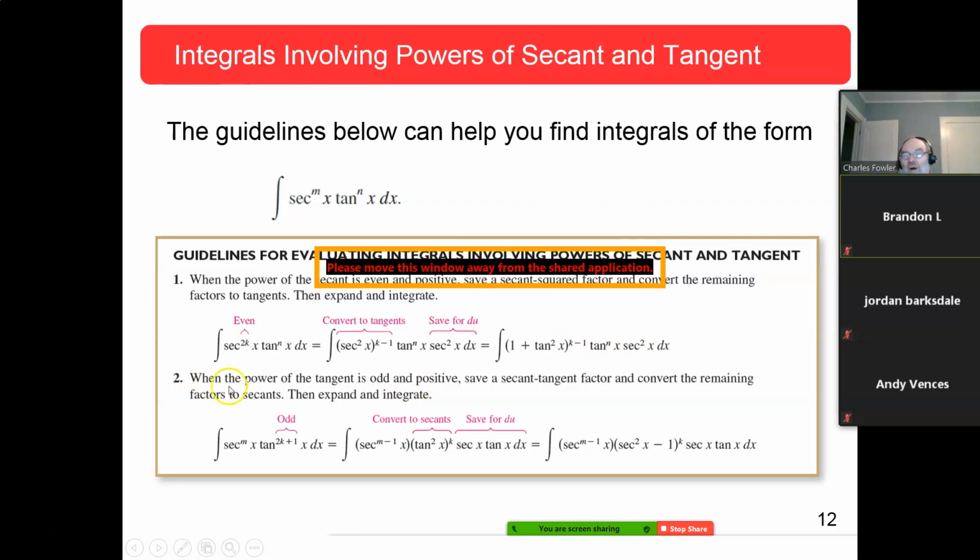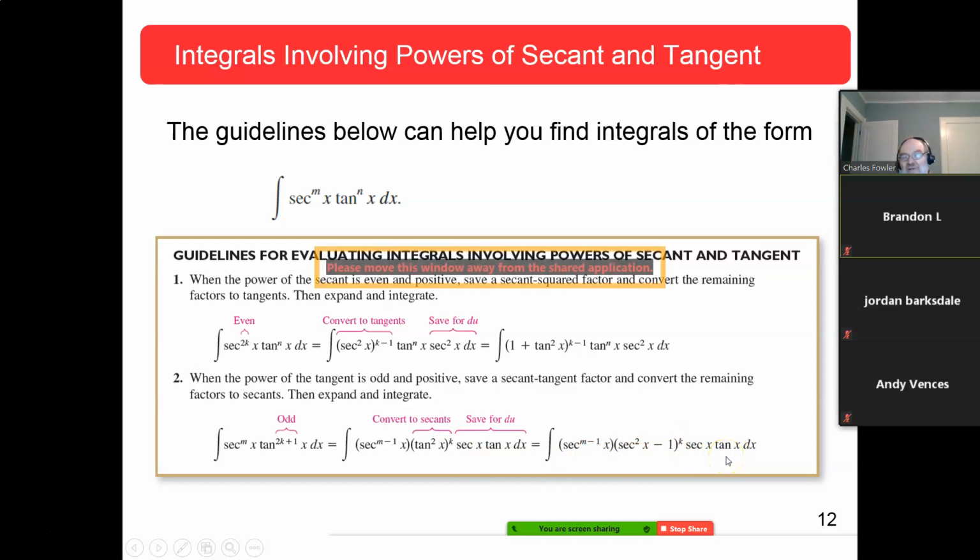Now, what if the power of tangent is odd and positive? Then save a secant tangent factor, secant times tangent, and convert the remaining factors to secants. Now, why is that? Because derivative of secant is secant tangent. So if the power of tangent is odd, pull out one of those tangents, and you have plenty of secants there. So you have a secant tangent, you've reduced the secant by 1, and this tangent is to an even power now, because it was odd, you pulled out 1, it's now even. Change that to secant squared minus 1 to the kth power. And now everything here is in terms of secant, and there's your d secant right there.